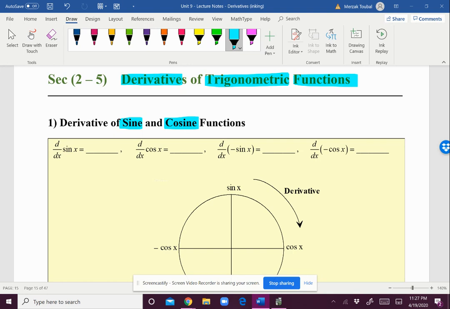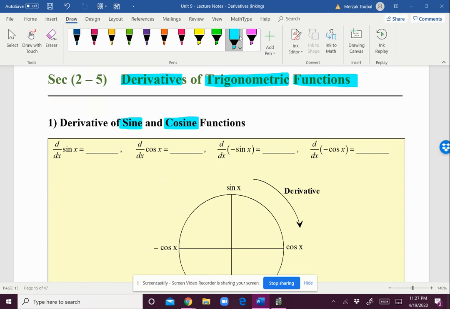The derivative of sine function is the rate of change of the sine function at a particular angle. Same applies to cosine function. The derivative of the cosine function is the rate of change of the cosine function at a particular angle. And it's the same for tangent, secant, cosecant, and cotangent.